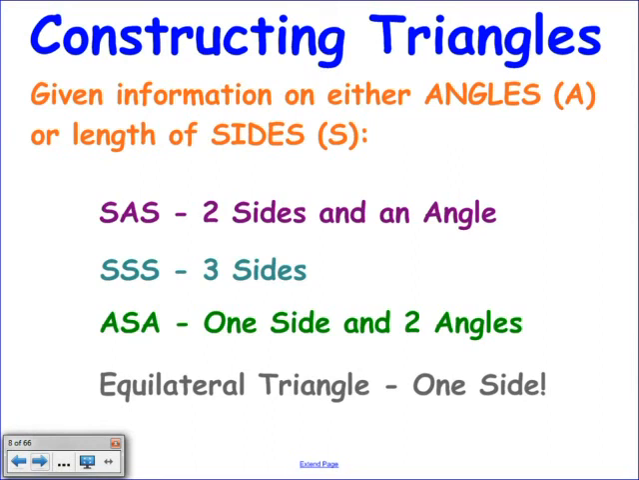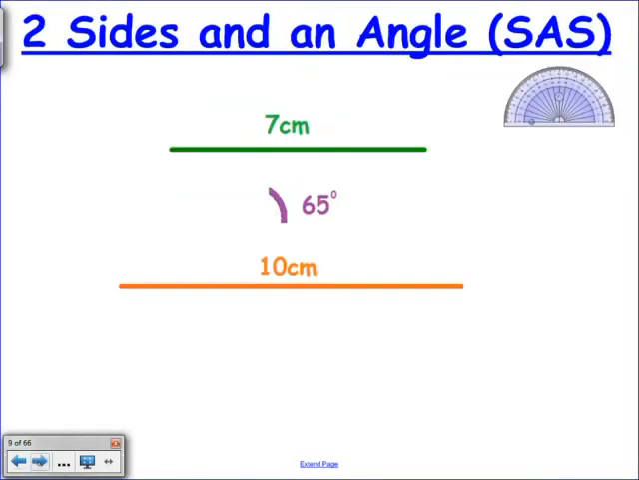That's what we're going to practice for the next half hour, 45 minutes or so. I'm going to give you information on those 3 in that format, and you're going to show me you can draw those triangles. But I will give you a demonstration of each and show you how to do it. This is an example of information where I've been given 2 sides and 1 angle. So that's SAS, side, angle, side.